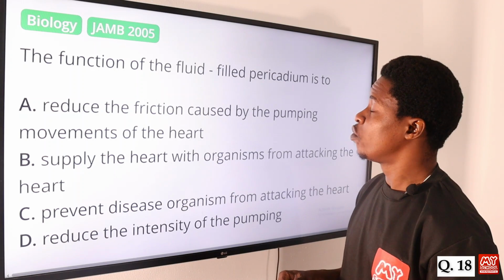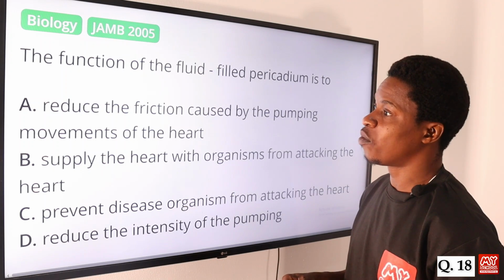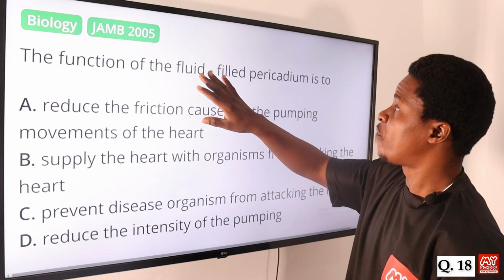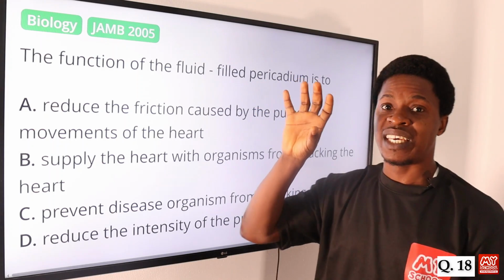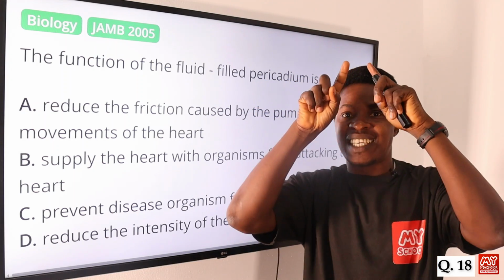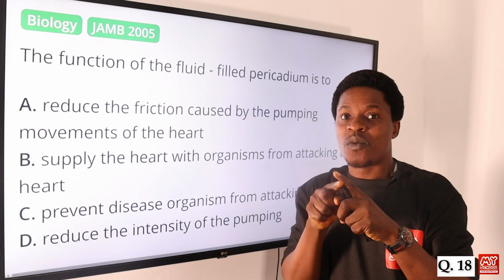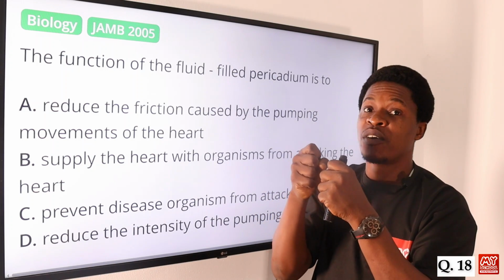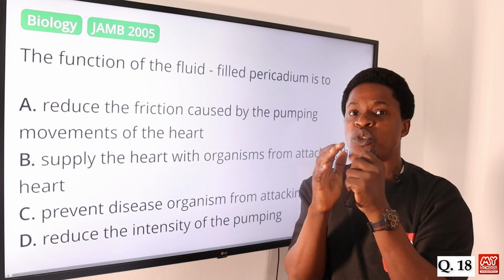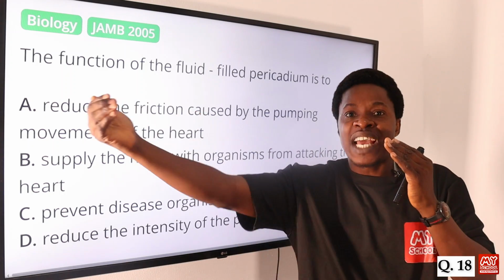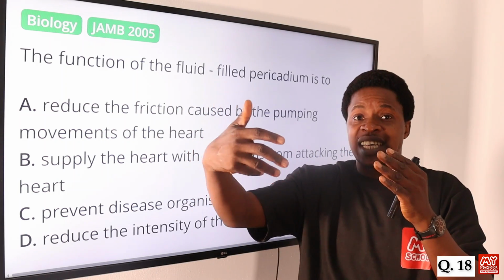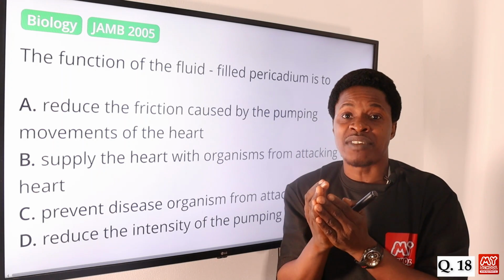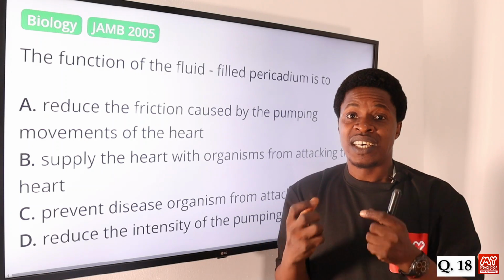Question number 18. The function of the fluid-filled pericardium is what? Option A says reduce the friction caused by. Now, usually the fluid-filled pericardium is found as layers around the heart, like a protective layer. It is filled with fluid. Okay, now, what does it do? It helps to protect the heart from outside forces. It acts like a shield for the heart. And then whenever there is a heartbeat, it tries to reduce the friction level in the heart.